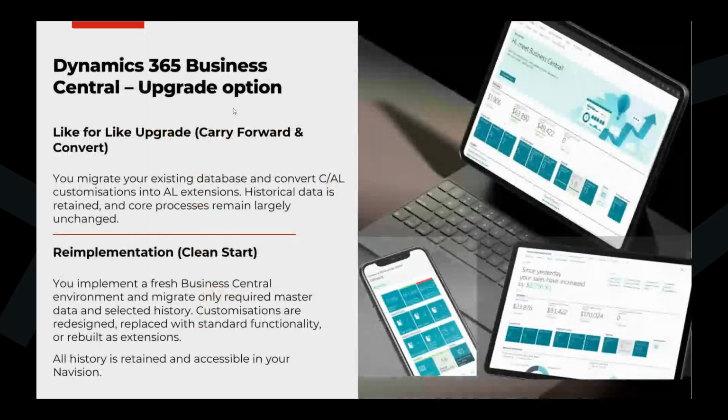So with Dynamics 365 Business Central, how do you upgrade? What options do you have? The two familiar options for customers, the first one is like for like. Customers will want to carry forward all their existing data, and their existing customizations and development are brought into what we call AL extensions. You bring all your history, all your core processing remains the same, and all your development pretty much remains the same. So you're doing a like for like upgrade.